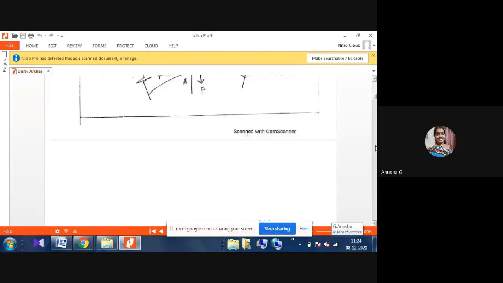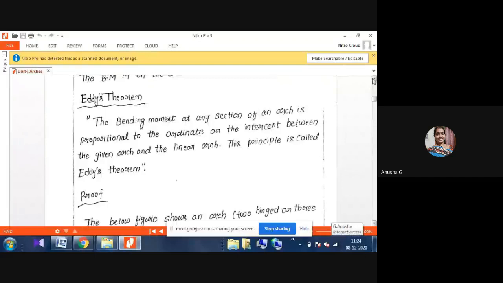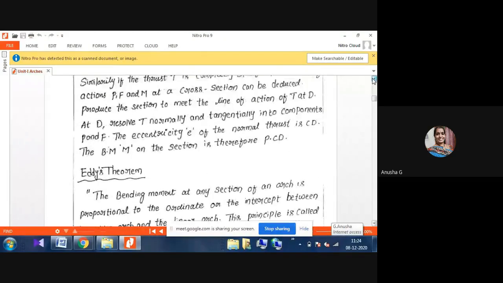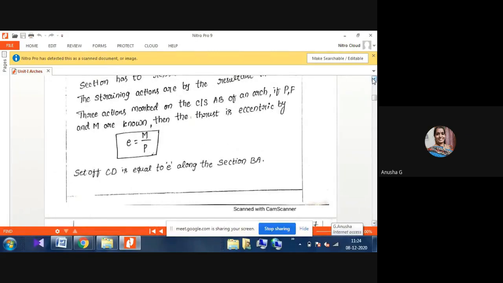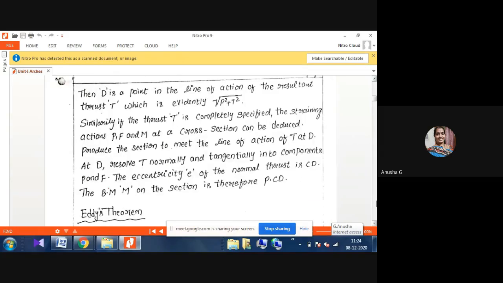Our formula is to find the eccentricity moment by the load. These other details are not necessary. Directly we'll go for our formula.